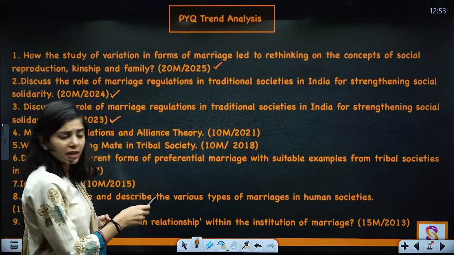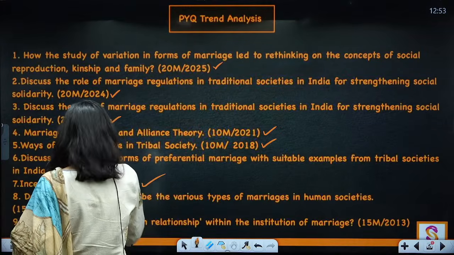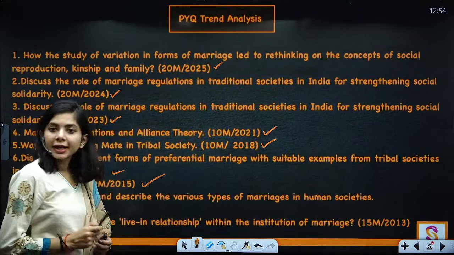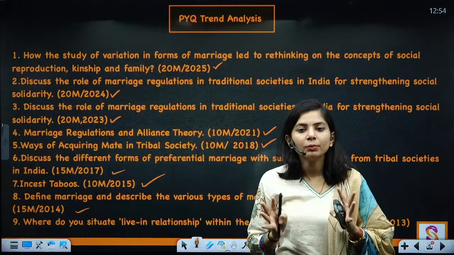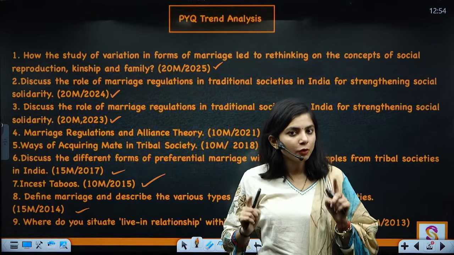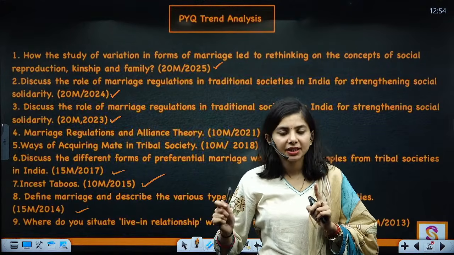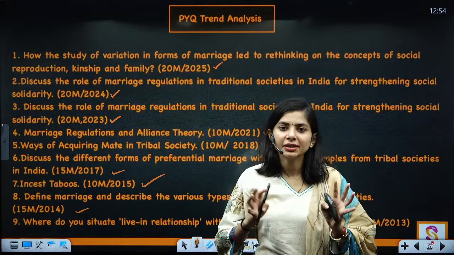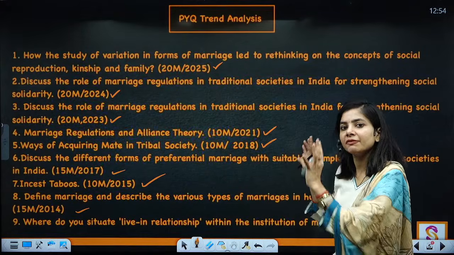Next, 2021, 2018, 17, 15, 14 and 13. It means the first thing we have analyzed is that from Paper 1, Socio-Cultural Anthropology, Unit 2.3 is an important one, because questions appear in the mains exam every single year. Therefore we are going to put emphasis on it.